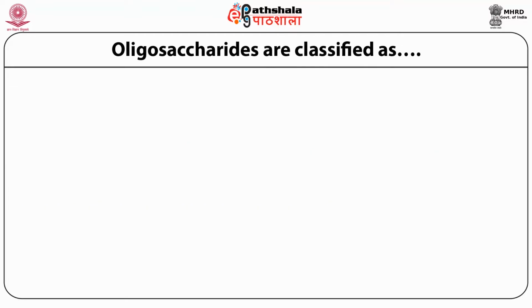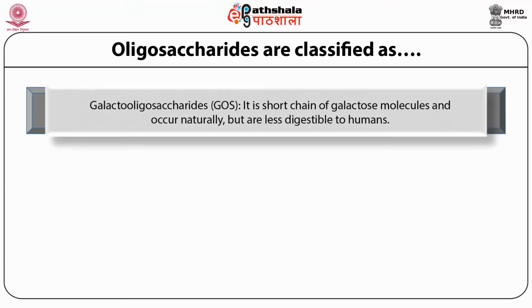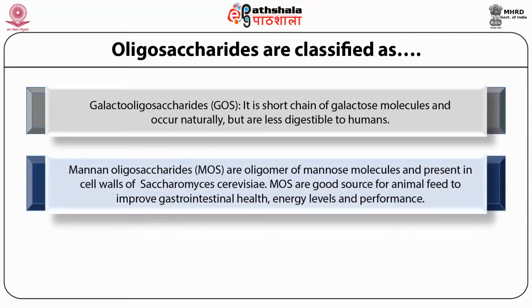Well, students, other oligosaccharides are galacto-oligosaccharides, which are known as GOS. It is a short chain of galactose molecules and occurs naturally but is less digestible to humans. And mannan oligosaccharides, also known as MOS, are oligomers of mannose molecules and are present in the cell walls of Saccharomyces cerevisiae. MOS are a good source for animal feed to improve gastrointestinal health, energy level and performance.